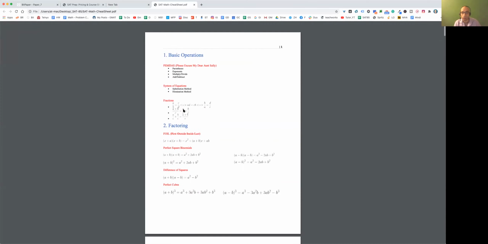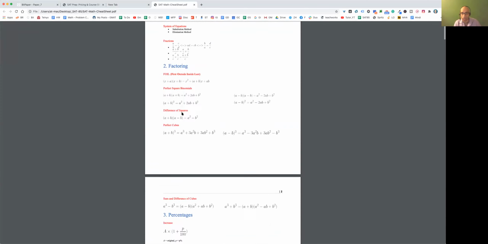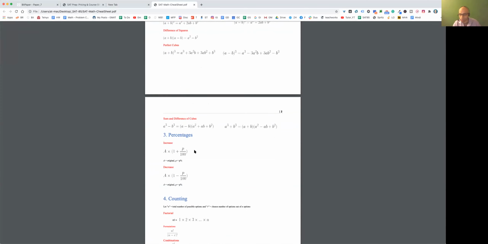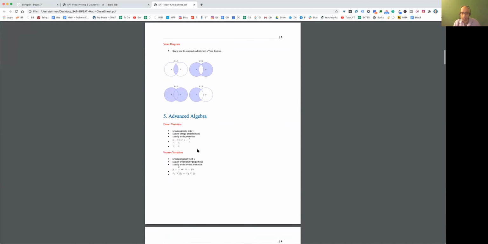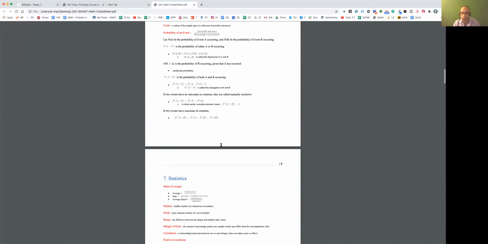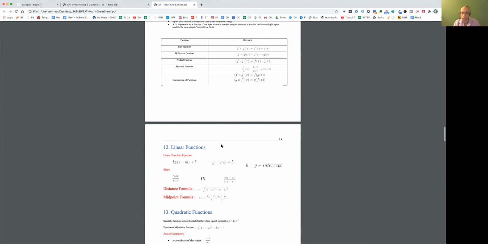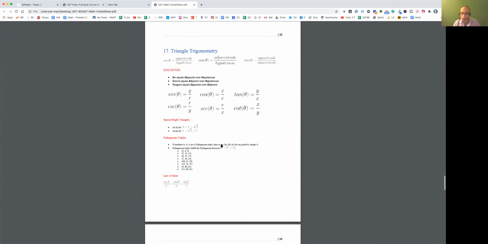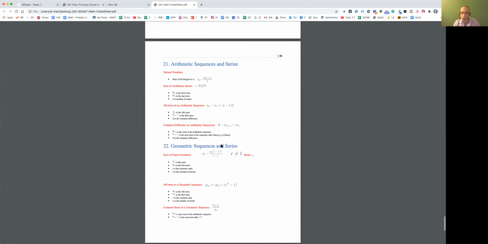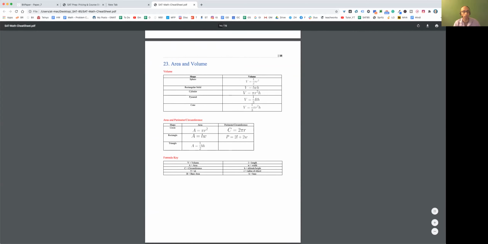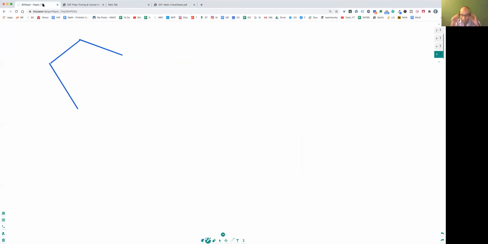It's got basic operations, which is easy for you. Factoring, how you factor things, percentages, advanced algebra, all of these ideas, statistics, angles, geometry, all of this is over here. It's going to be sent to you, and then you can keep trying these problems. It's going to be helpful. The point being made is that this formula is also going to be inside your cheat sheet.